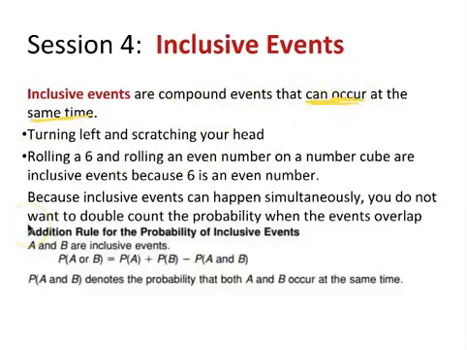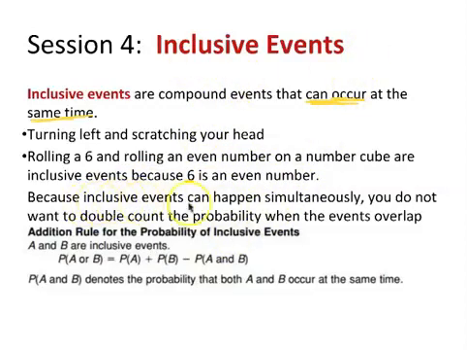So what are some examples? Turning left and scratching your head. You can reach up right now. You can scratch your head and you can turn left. You can do those things at the same time. Rolling a 6 and then rolling an even on a number cube. Those are inclusive events because they can occur at the same time, because 6 is in fact an even number.